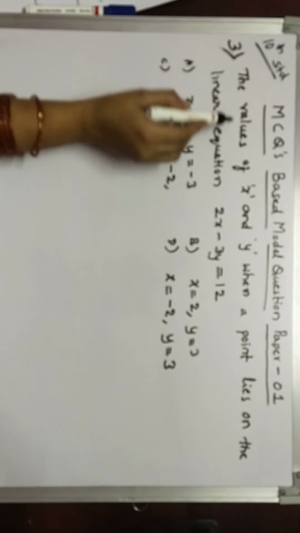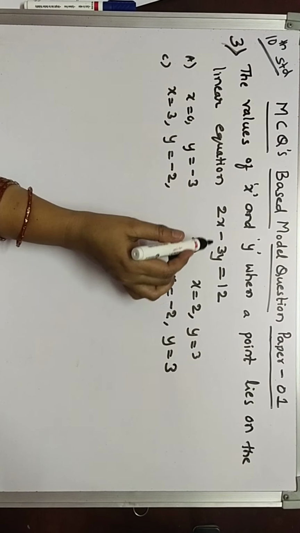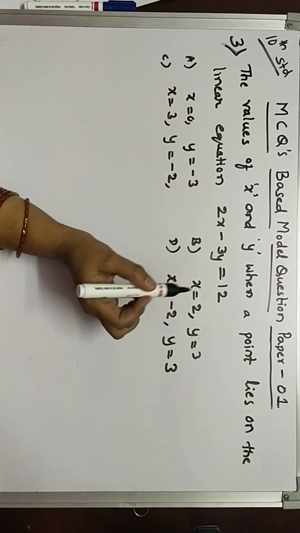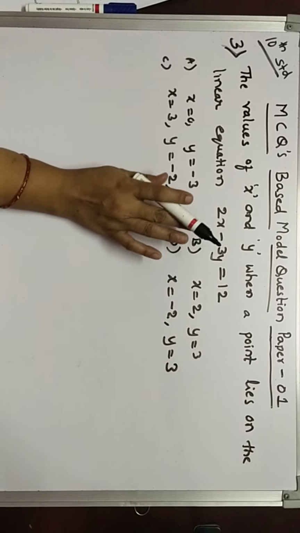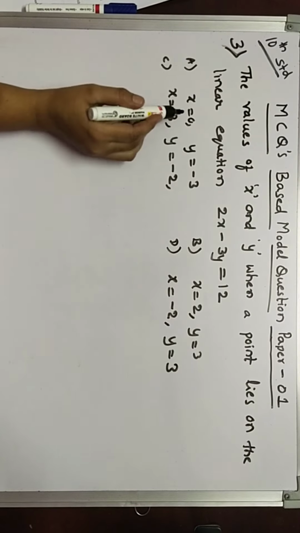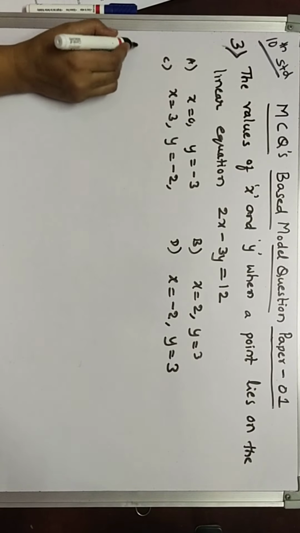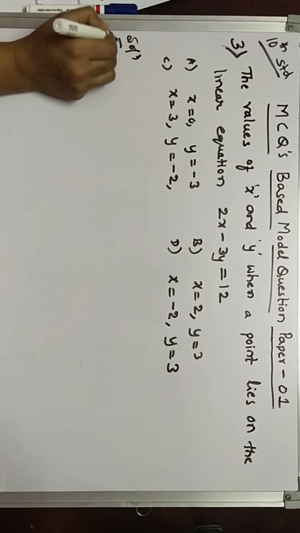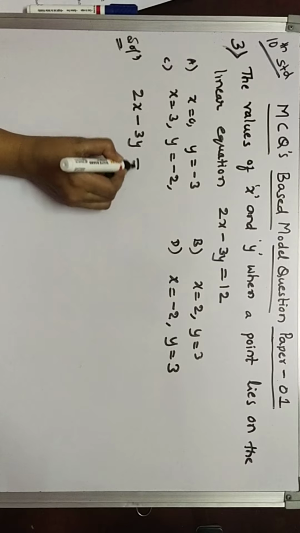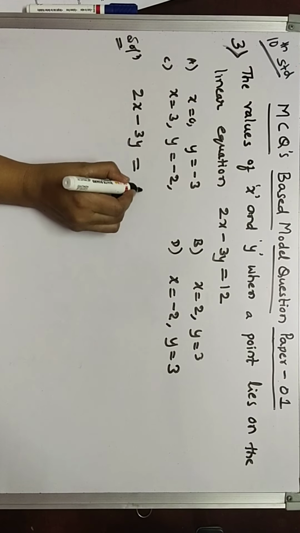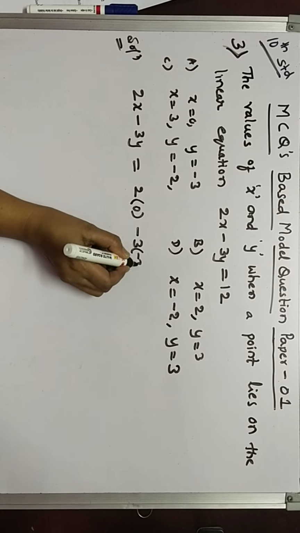Question number 3. The values of x and y when a point lies on the linear equation 2x minus 3y is equal to 12. So find the values of x and y, it should satisfy this equation. So put the values which are given in the options. You try one by one, you will get the answer. First you take LHS 2x minus 3y. So first you take option A. So 2 into 0 minus 3 into minus 3.